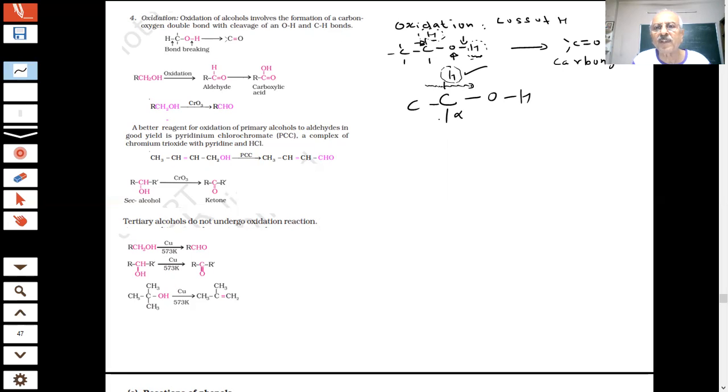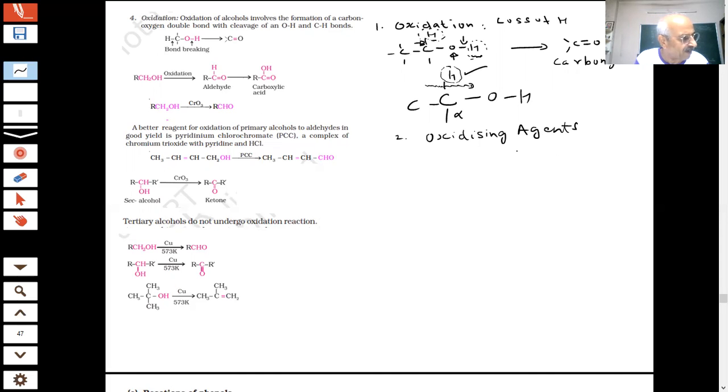One of the problems is that for oxidation, you will always need an oxidizing agent. Yes or no? You will need oxidizing agents. How will it oxidize by itself? There will be some oxidizing agent, students. There has to be some agent to do that.